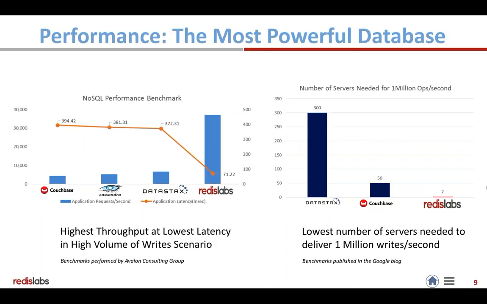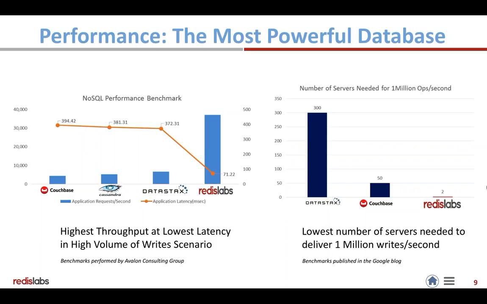On the right-hand side, DataStax, Couchbase, Redis Labs, each one of them, on their own website, they published how do you set up the system fully highly available to get 1 million operations per second. These are not our own benchmarks. These are from DataStax, Couchbase, and we did our own benchmark for Redis Enterprise.